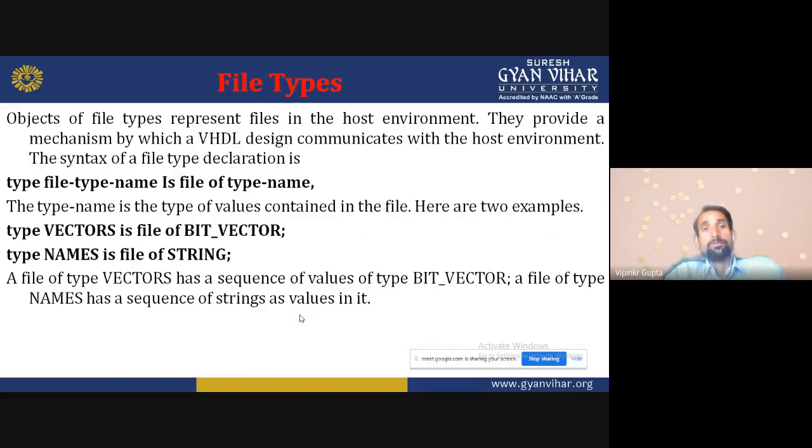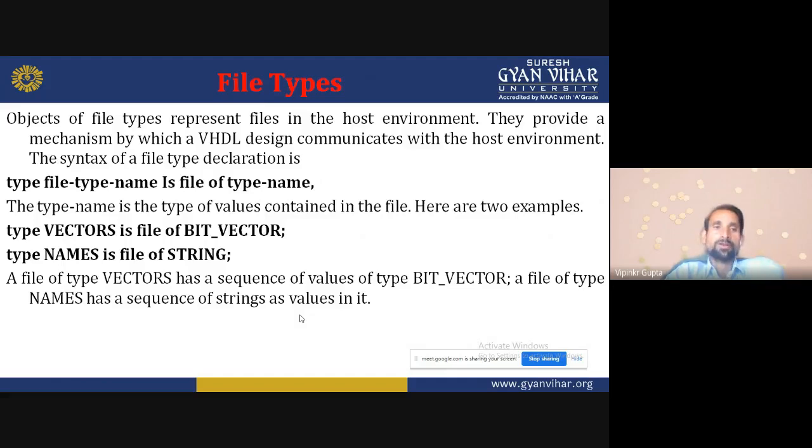File type. Objects of file type represent files in the host environment. They provide a mechanism by which a VHDL design communicates with the host environment. The syntax of a file type declaration is: type file_type_name is file of type_name. The type_name is the type of value contained in the file.